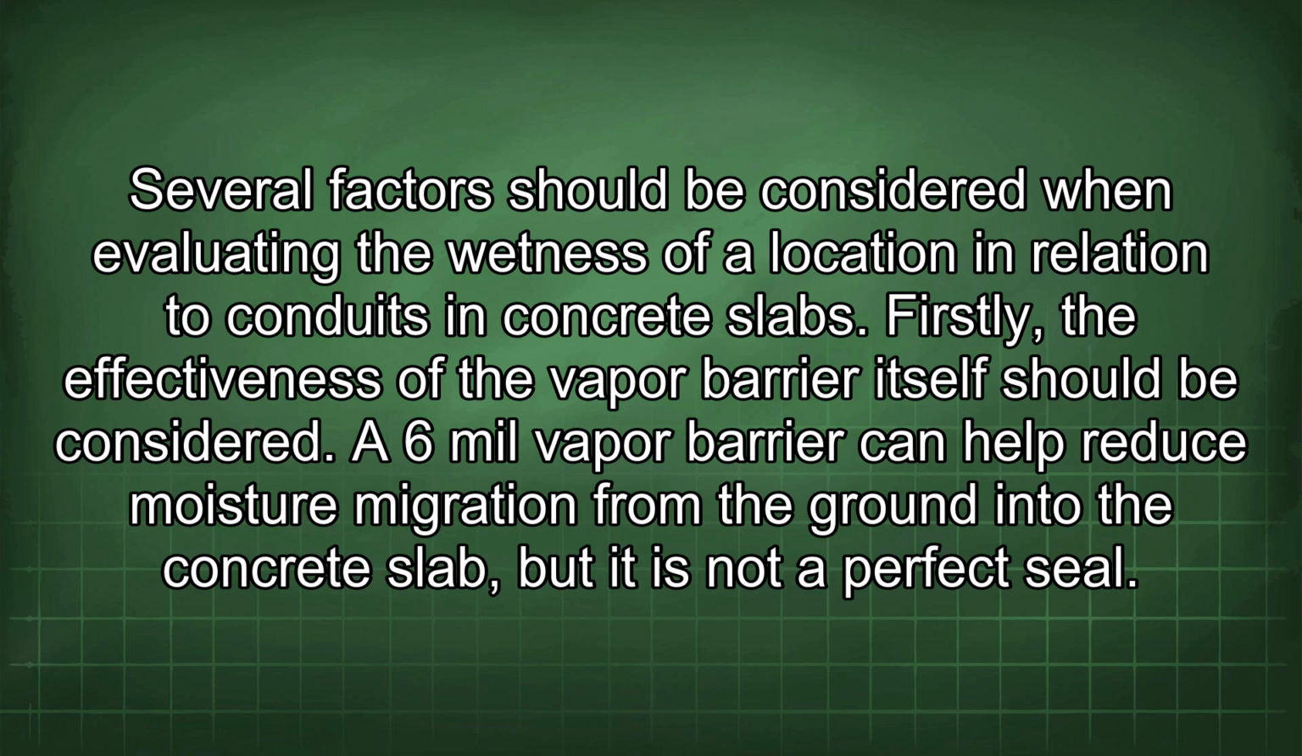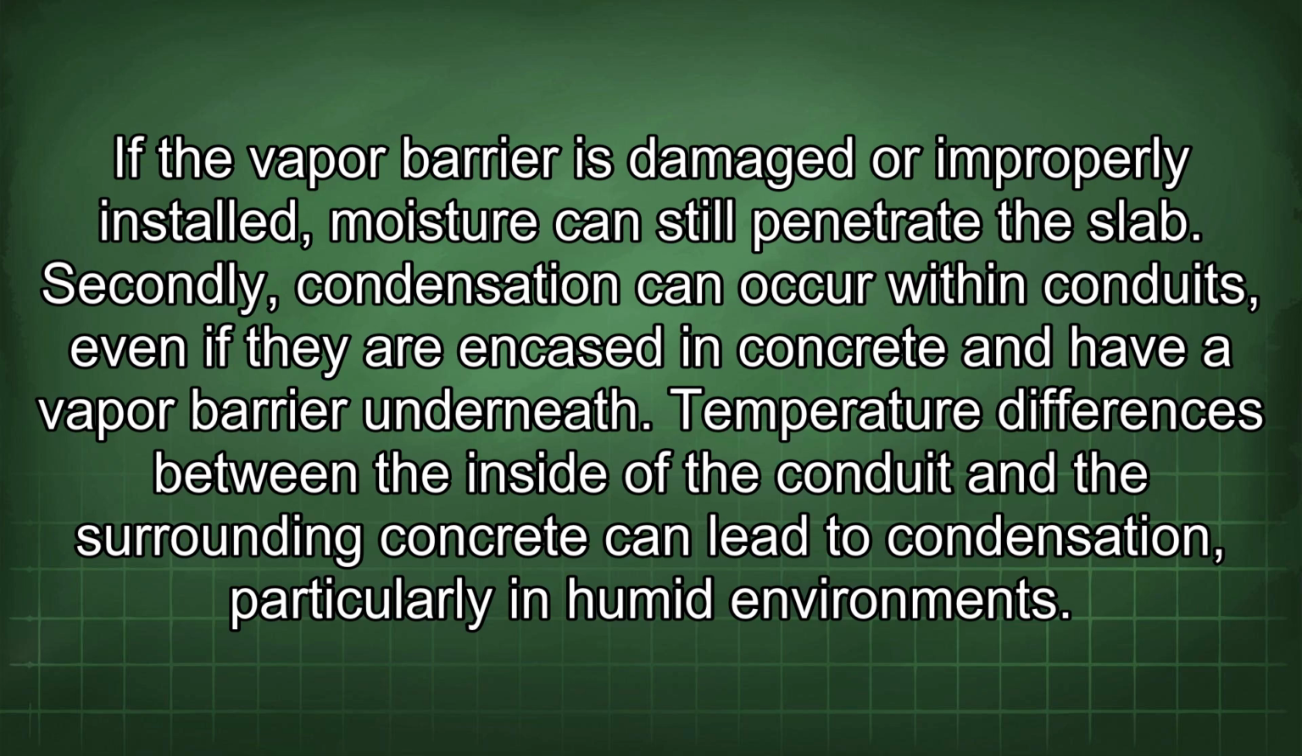Several factors should be considered when evaluating the wetness of a location in relation to conduits in concrete slabs. Firstly, the effectiveness of the vapor barrier itself should be considered. A 6 mm vapor barrier can help reduce moisture migration from the ground into the concrete slab, but it is not a perfect seal. If the vapor barrier is damaged or improperly installed, moisture can still penetrate the slab. Secondly, condensation can occur within conduits, even if they are encased in concrete and have a vapor barrier underneath. Temperature differences between the inside of the conduit and the surrounding concrete can lead to condensation, particularly in humid environments.